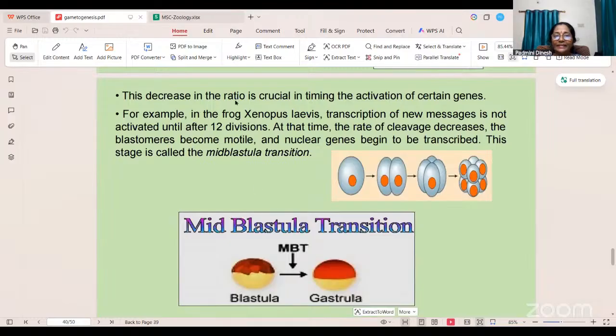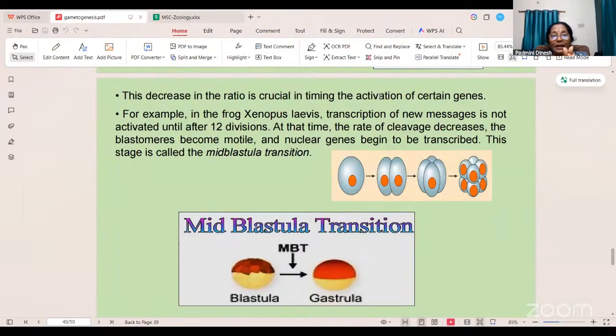So this decrease in the ratio is crucial in timing the activation of certain genes. What is the decrease here? The decrease of the cytoplasm is crucial in timing the activation of certain genes, so that the cells start moving from their place. The genes have to get activated. The DNA has to get the signals so that the cell starts to migrate from one place to another.